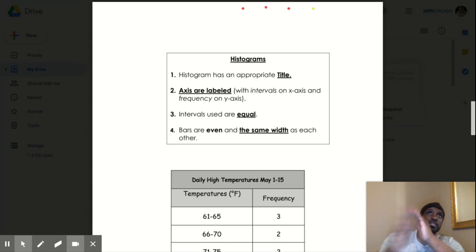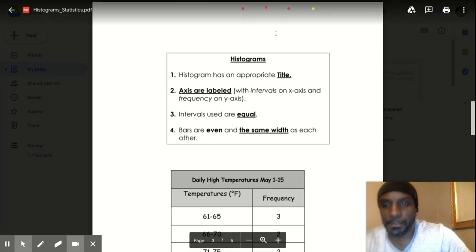If your frequencies are the number of people you counted, that goes on the y-axis. My frequencies here will be how many days you counted. Number of days will be my frequency here, because on the left side, the y-axis of my table, I'm counting the number of days. How many days did you see with a temperature between 61 and 65? How many days did you count with a temperature between 66 and 70? Okay, so here we go.